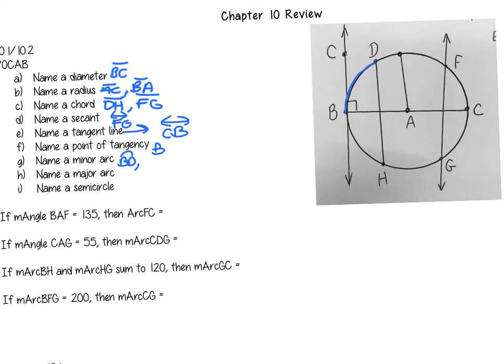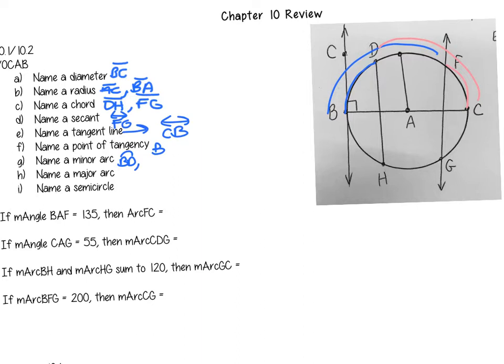What else would be a minor arc? FC could be a minor arc. Okay, BF could be a minor arc. CD could be a minor arc. All of those that are less than half that circle would be minor arcs.